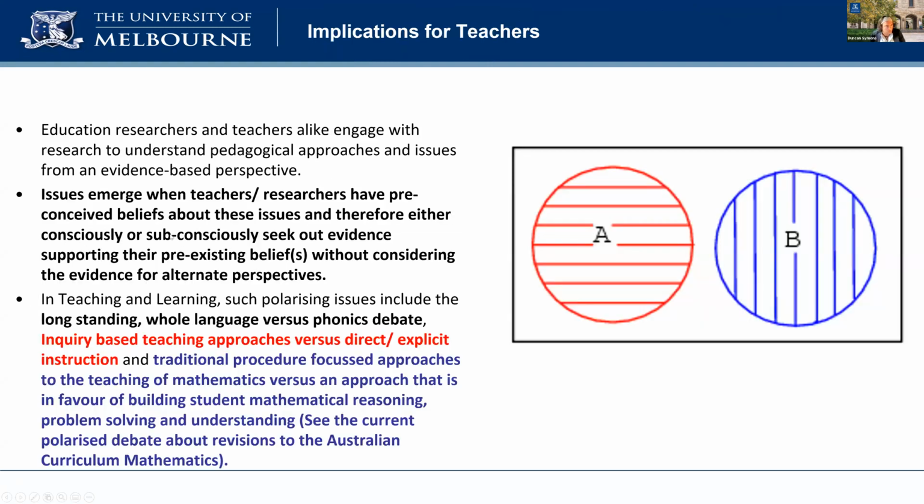I think we'll move past that one. Oh, actually, no, this is probably pretty important. I just wanted to point out some of the polarizing views that we see are things like whole language versus phonics debates, inquiry-based teaching versus direct explicit instruction. In maths, we see traditional procedure-focused explicit and direct instruction versus problem solving and reasoning-based approaches.